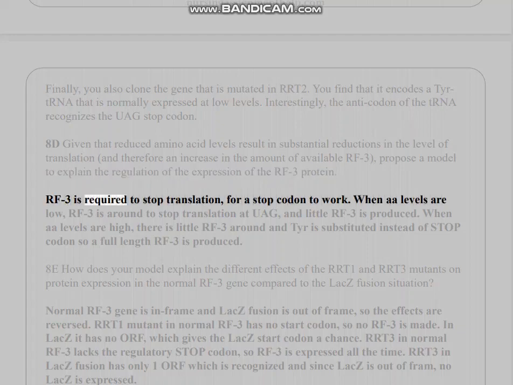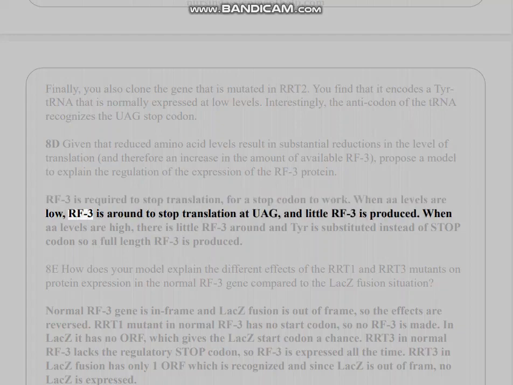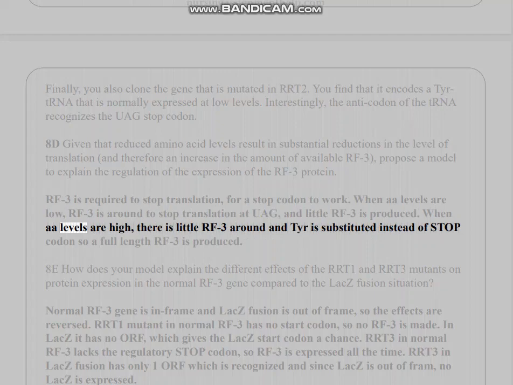RF3 is required to stop translation for a stop codon to work. When AA levels are low, RF3 is around to stop translation at UAG, and little RF3 is produced. When AA levels are high, there is little RF3 around and tRNA is substituted instead of stop codon, so a full-length RF3 is produced.